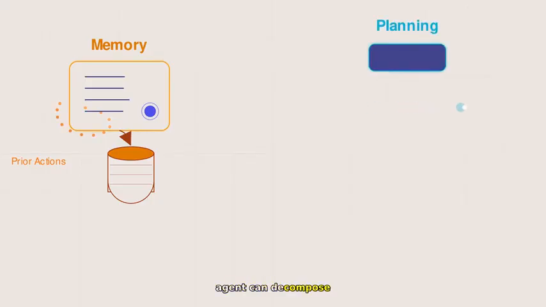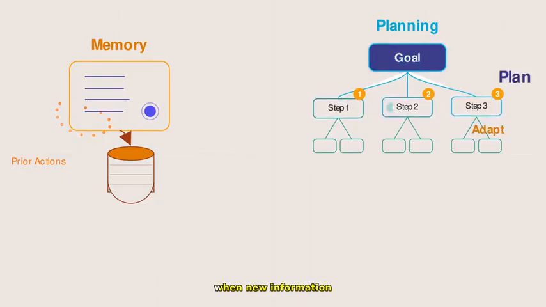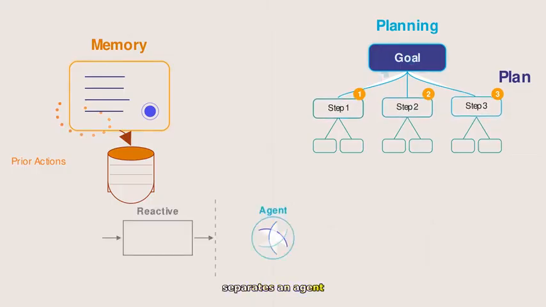The third property is planning. An agent can decompose a high-level goal into a sequence of subtasks and reason about the best order to execute them. It can look at the objective, ask, "What would I need to know or do to achieve this?" construct a plan, and adapt that plan when new information changes the picture. Planning is what separates an agent from a reactive system. A reactive system responds to inputs. A planning system pursues goals.